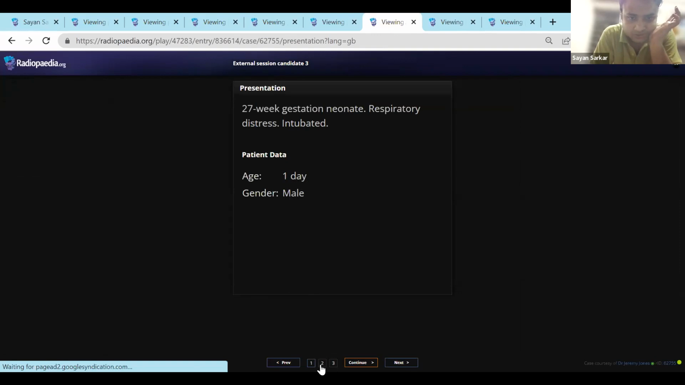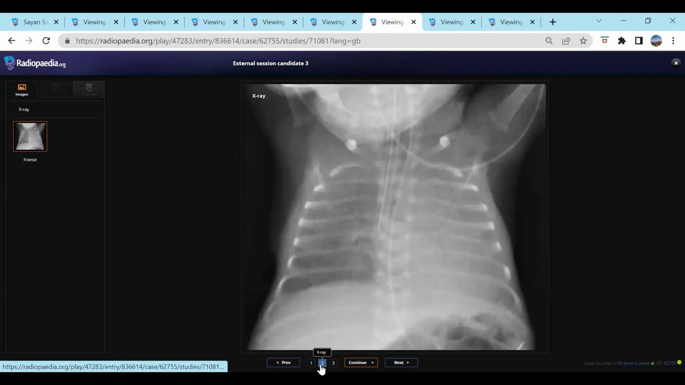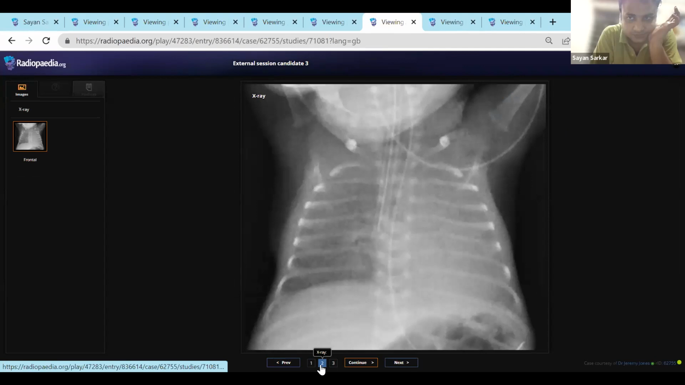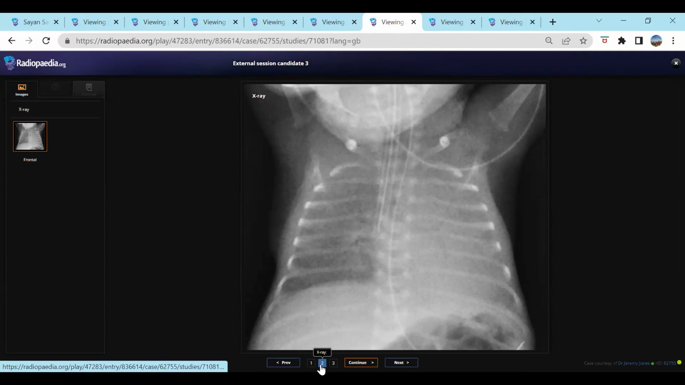One day old male, 27-week gestation. I'm provided with the chest X-ray frontal projection in a neonate. I'm not able to appreciate the humeral epiphysis, so it's most likely a preterm neonate.